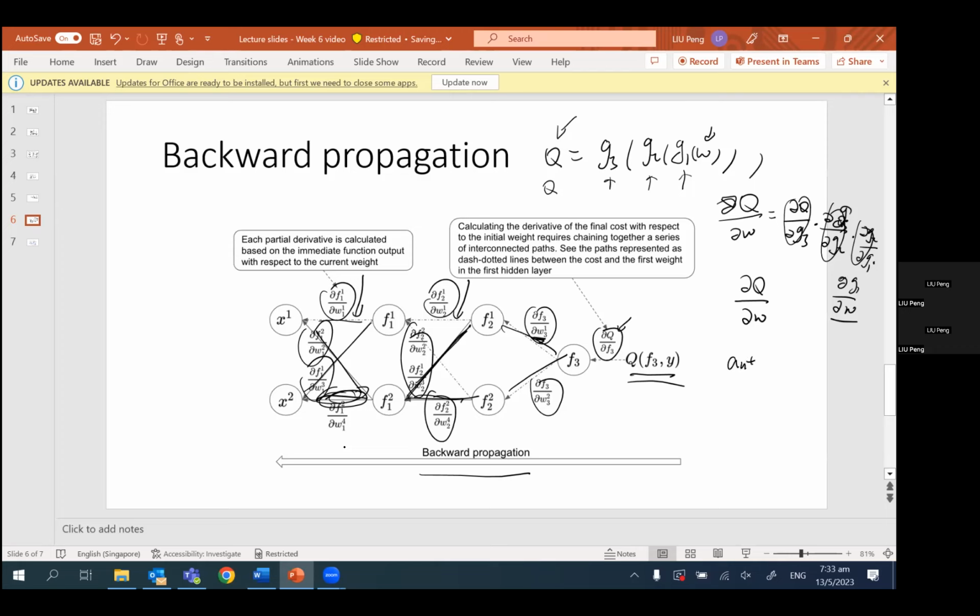There's something called autograd, which stands for automatic differentiation, and it does the automatic differentiation. If you use TensorFlow or PyTorch, this is typically done under the hood automatically for you.